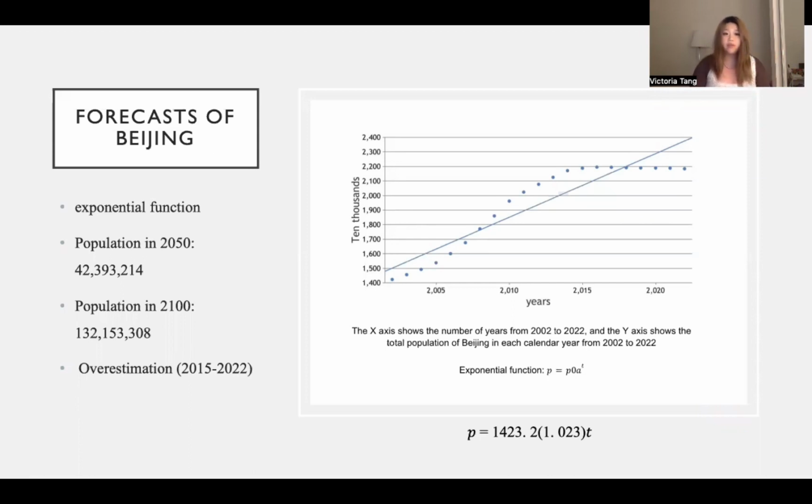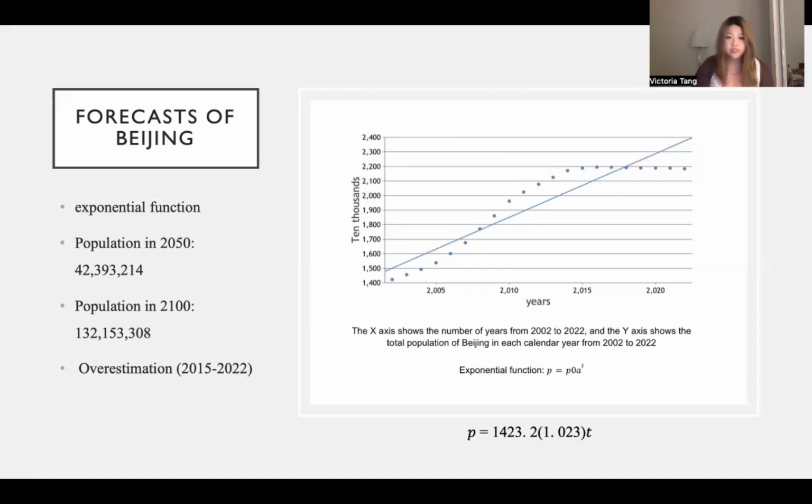For me and my partner's forecasts, we chose a slightly different approach in demonstrating how our factors relate and impact our models. My partner used an exponential function, whereas I used specific types of functions for each of my factors. According to my partner's forecast, in 2050, the population of Beijing will be around 42 million. And when it comes to 2100, the population will skyrocket to 132 million.